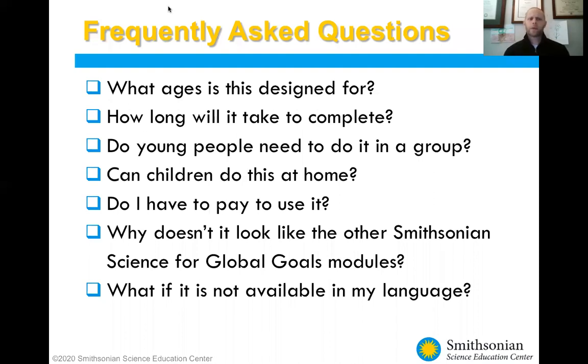And lastly, what if it is not available in my language? If it's not available in your language right now, we have contact information presented at the end of this presentation. Please email us, and we would like to work with you to see if you could identify translators in your local country or region. And again, we want to work with you, and as quickly as possible, we will get this translated and up on our website and available for everybody.